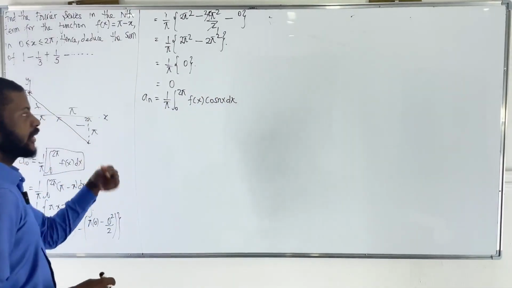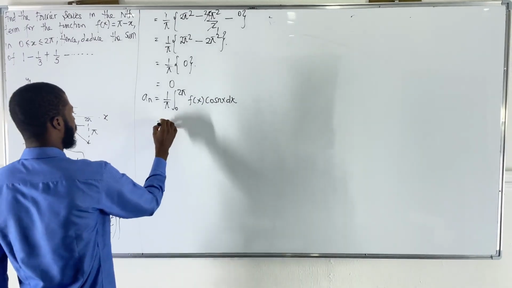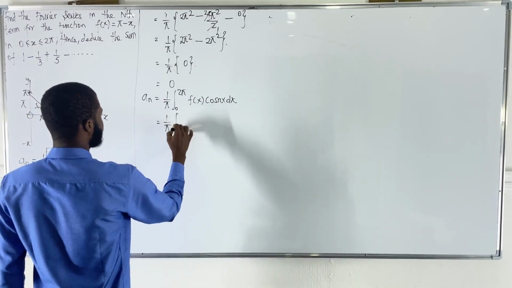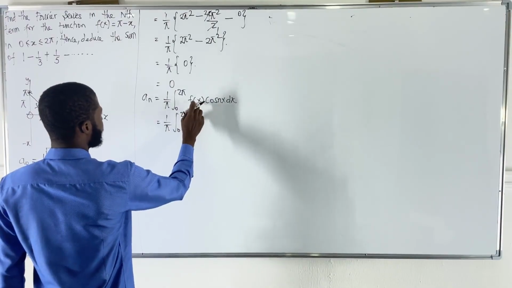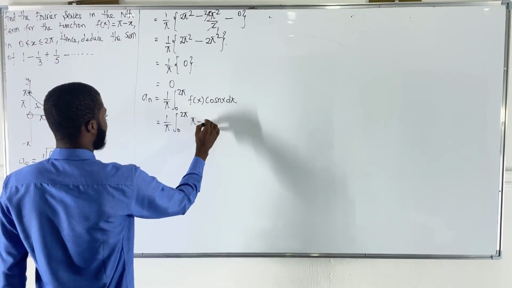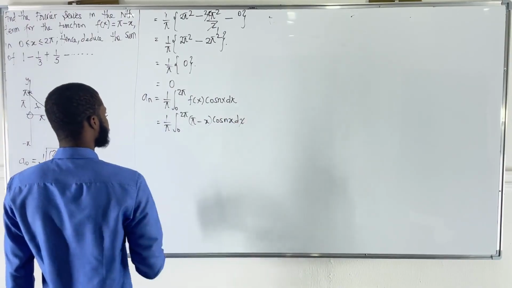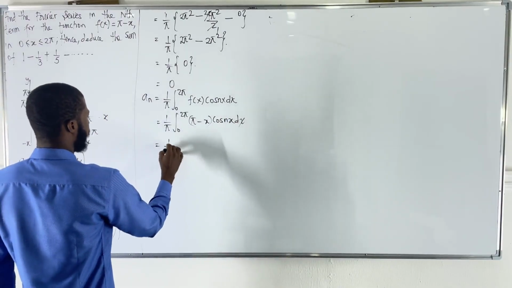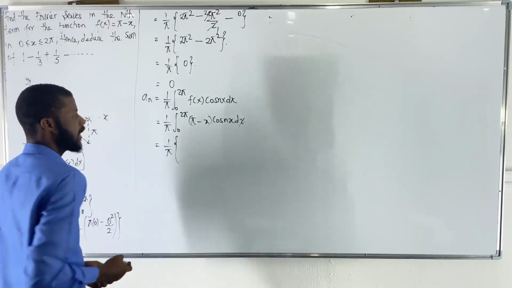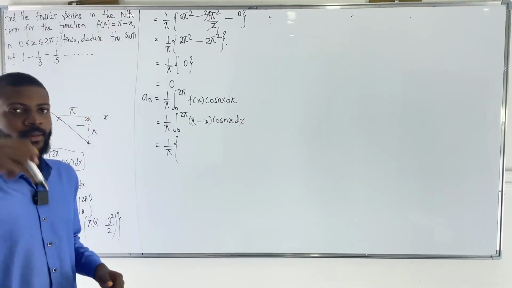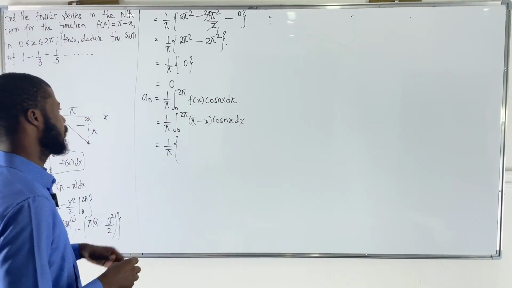So that's a sub n. So this will become 1 over pi, integral from 0 to 2 pi. The function is pi minus x times cosine of nx dx. So this is 1 over pi. And this is the part where I use my integration by parts. But remember, there's a shorter approach to this.